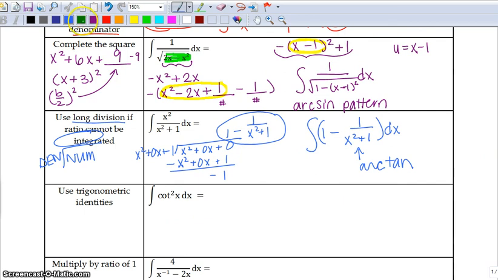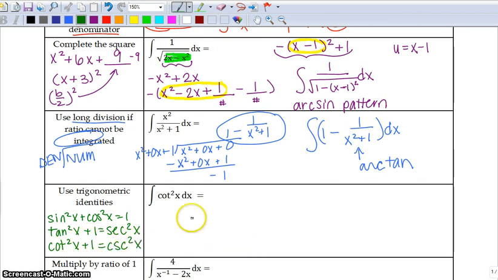Now, flashback to pre-calc. Trig identities. Sine squared plus cosine squared equals 1. Tangent squared plus 1 equals secant squared. And cotangent squared plus 1 equals cosecant squared. So what do we have? Cotangent squared. We want to replace cotangent squared using an identity, which will be cosecant squared x minus 1.